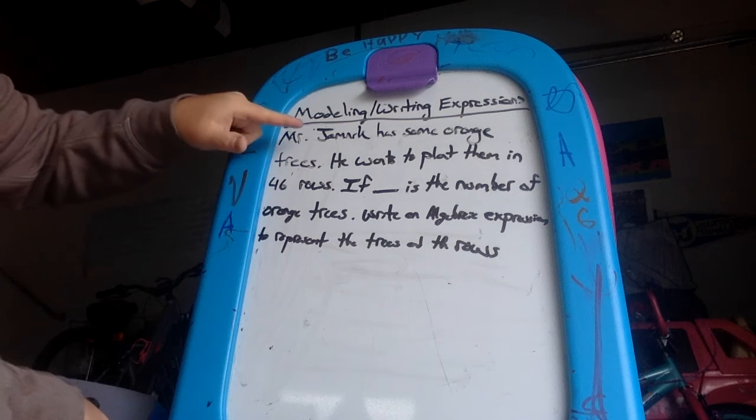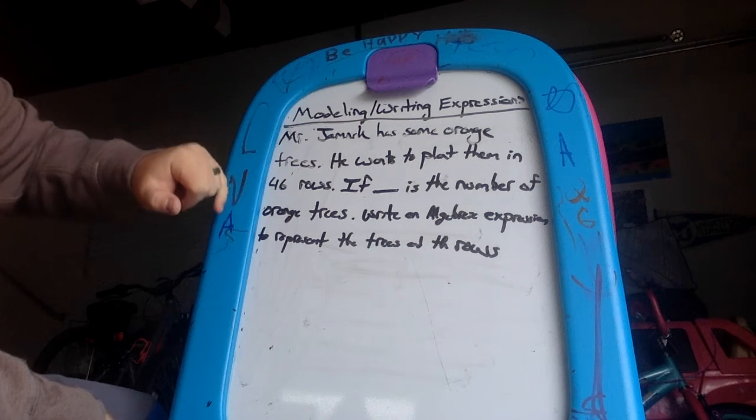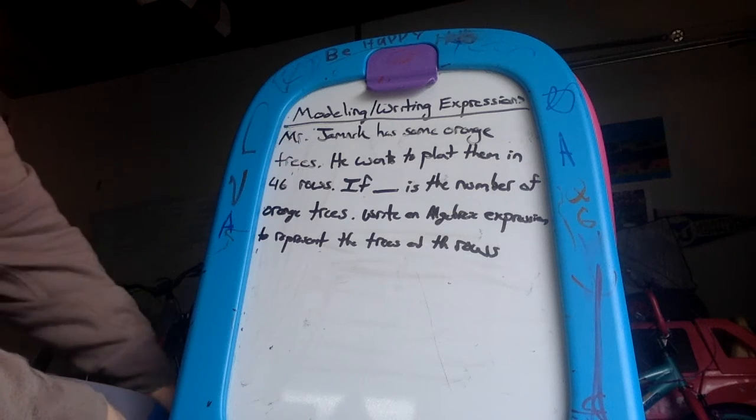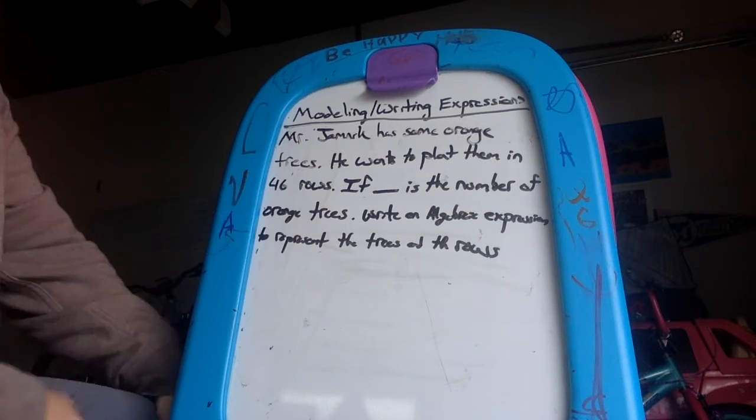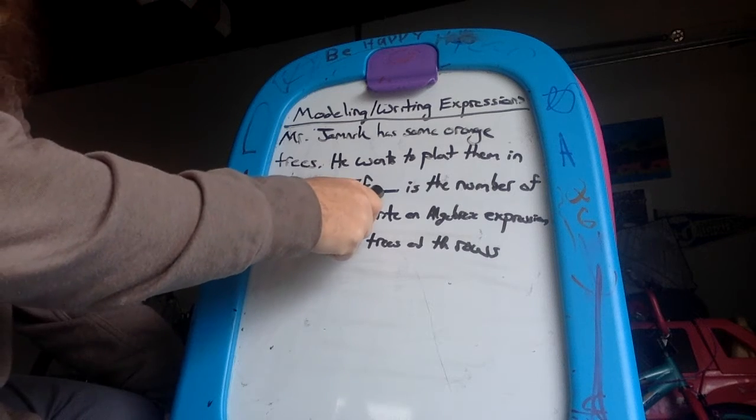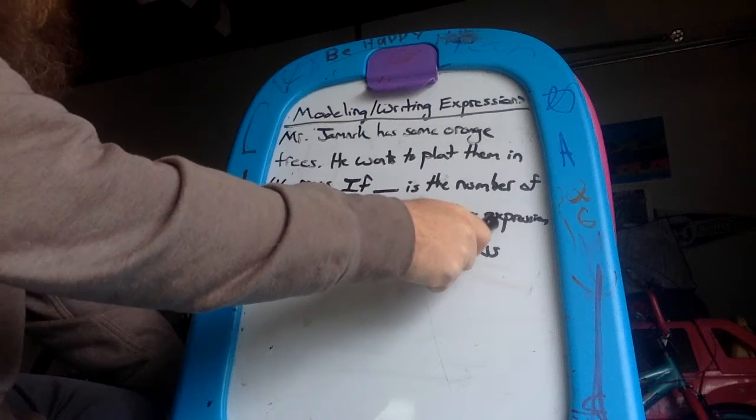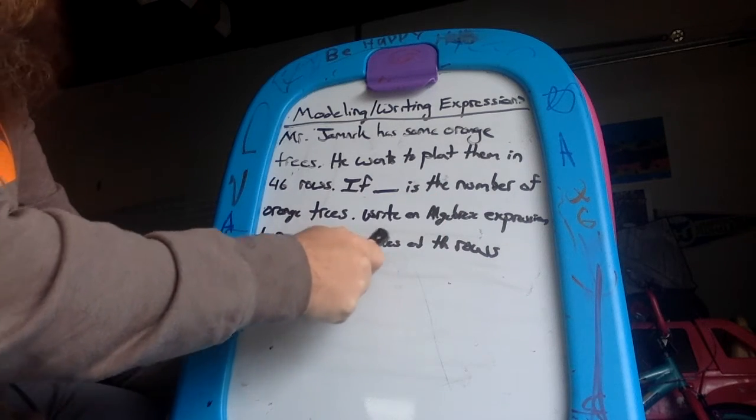It says, Mr. Jamnik, that's me, has some orange trees. Okay? Who doesn't like oranges, right? He wants to plant them in 46 rows. Okay? If blank is the number of orange trees, write an algebraic expression to represent the trees and the rows.